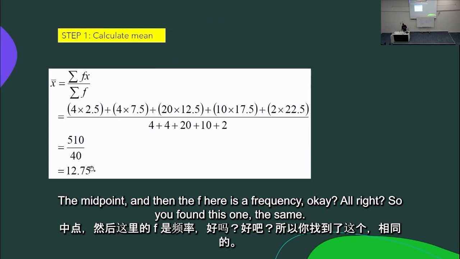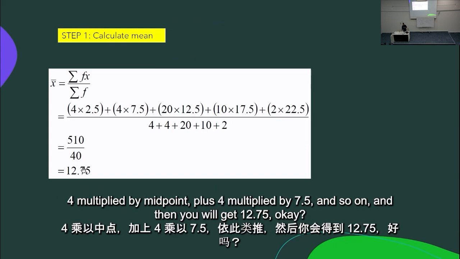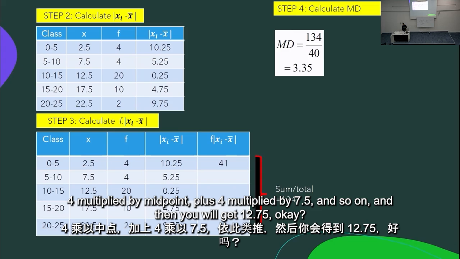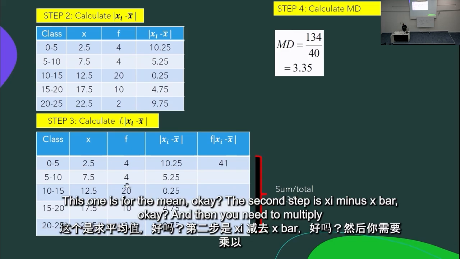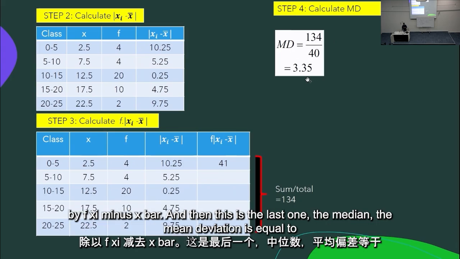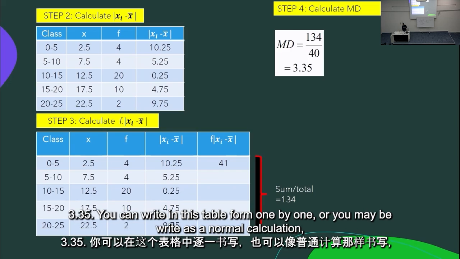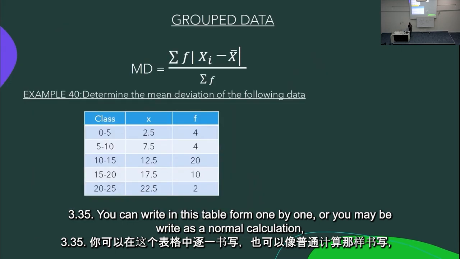Alright, so you find the mean the same way: 4 multiplied by the midpoint, plus 4 multiplied by 7.5, and so on, and then you will get 12.75. This is for the mean. The second step is xi minus x bar, and then you multiply by f. And this is the last one: the mean deviation is equal to 3.35. You can write it in table form, one by one, or you may write it as a normal calculation.